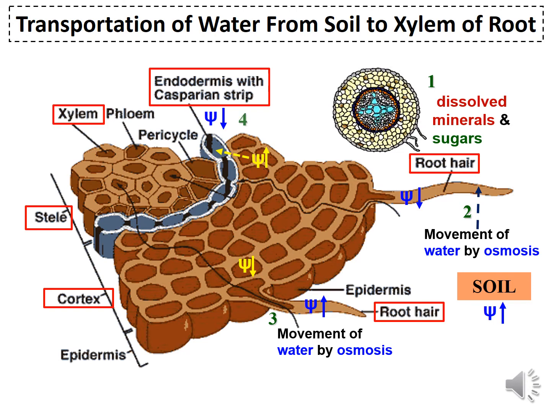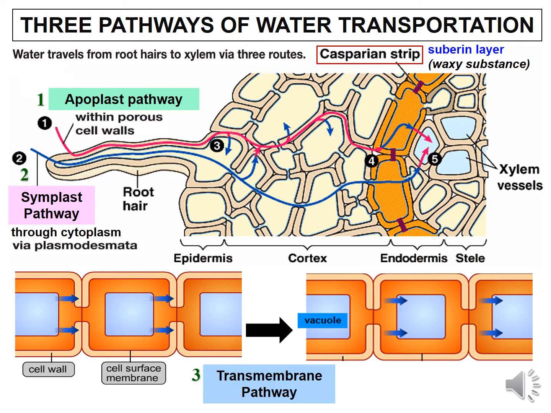This will form a water potential gradient between the cortex cell and endodermis cell. Therefore, absorption of water occurs continuously by osmosis down the water potential gradient. There are three major pathways of water transportation. First is the apoplast route, second is the symplast route, and third is the transmembrane route.